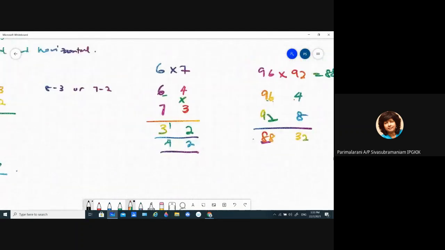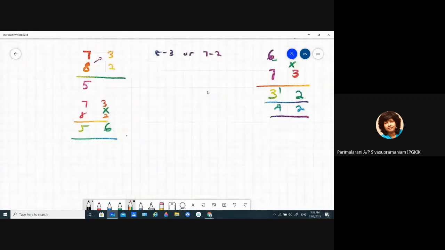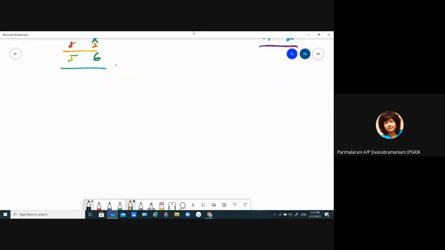Okay, this is a Vedic method, horizontal and vertical. There's another principle called the crisscross method, also a Vedic method. They have a lot of principles, okay? Crisscross is darab silang.